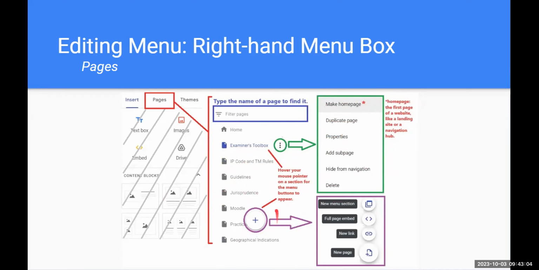And then, if you hover your mouse pointer on sections, certain buttons or options will appear. And then there is this floating plus sign on a circle that will give you these menu sections that you really don't need right now. But take note of this new page, because you're going to use that later. Or actually, this is the same as this, and you're going to use that later. Okay.